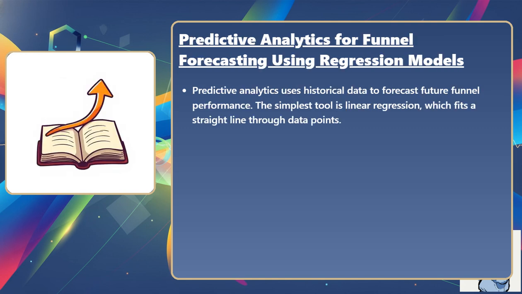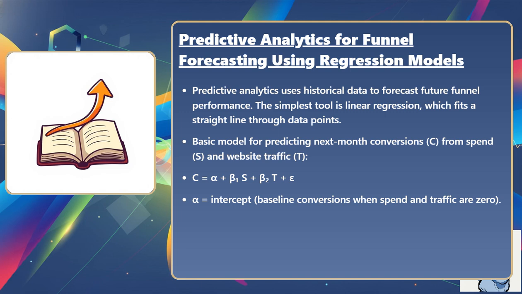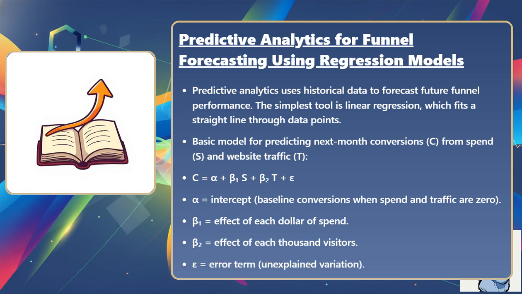Predictive analytics uses historical data to forecast future funnel performance. The simplest tool is linear regression, which fits a straight line through data points. Basic model for predicting next month conversions, C, from spend S and website traffic T: C = α + β1 S + β2 T + ε. Alpha equals intercept, baseline conversions when spend and traffic are 0. Beta 1 equals effect of each dollar of spend. Beta 2 equals effect of each 1,000 visitors. Epsilon equals error term, unexplained variation.